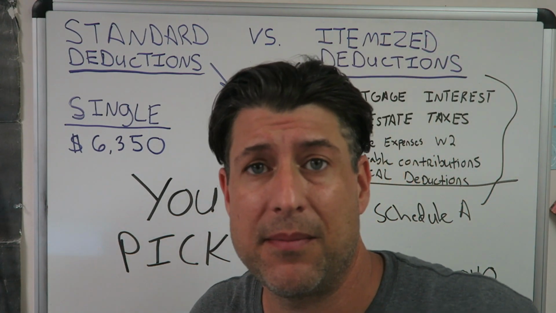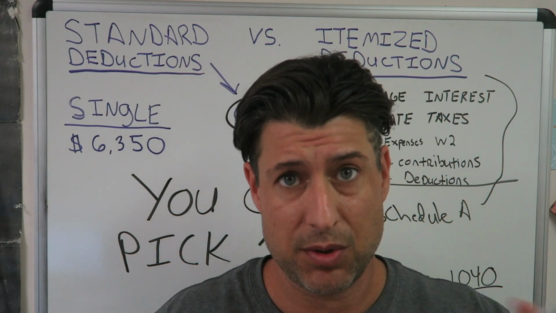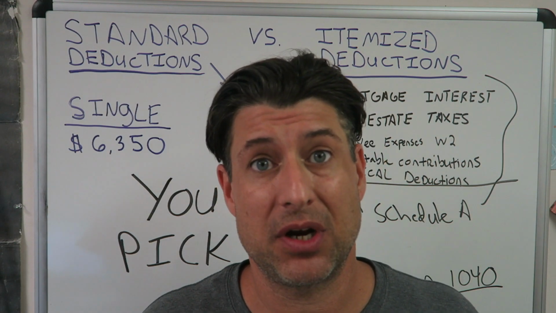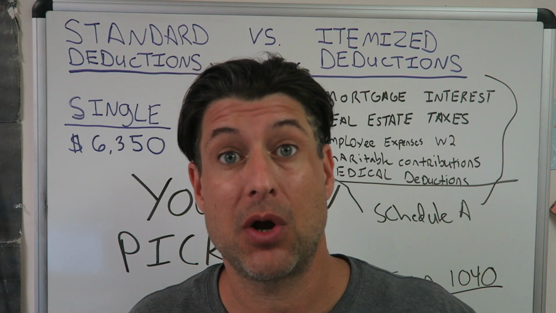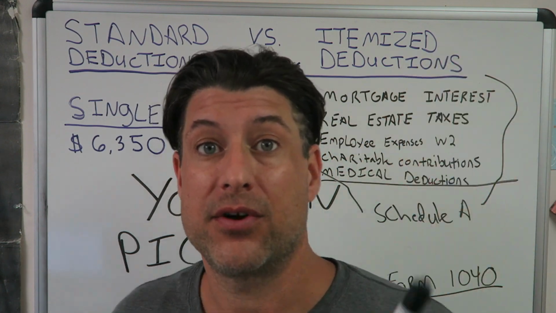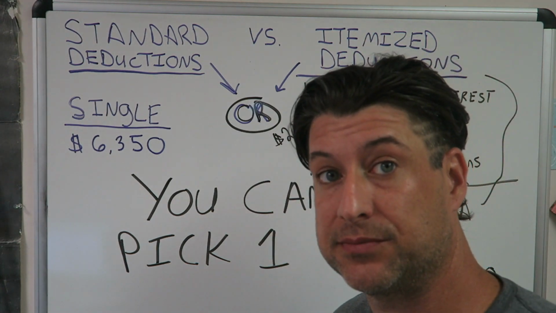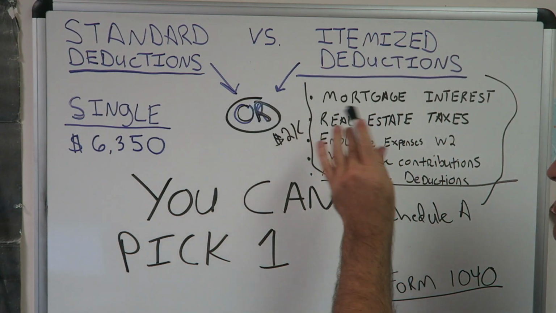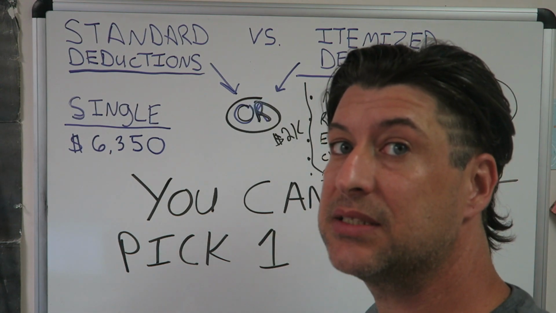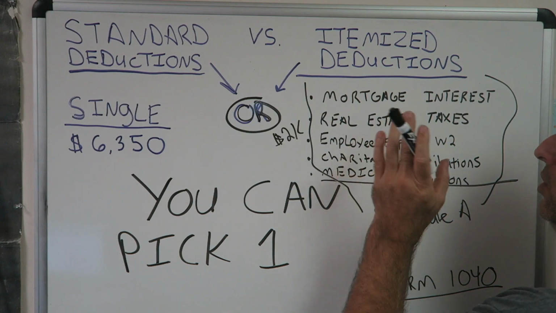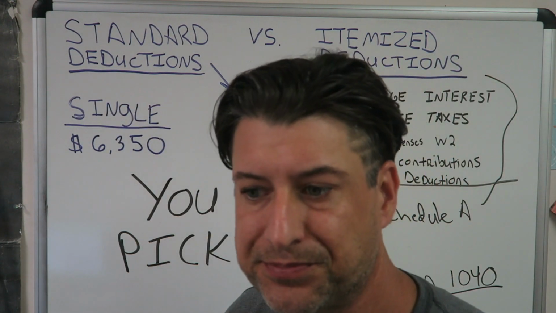I guess that's the main point I wanted to make in this: you get one or the other. You don't get both. This is definitely long enough. Hopefully I can cut this down a little bit. You either get a standard deduction or an itemized deduction. These are some of the itemized deductions on Schedule A. You're probably not going to itemize unless you own a house. If you don't own a house, you're probably going to take the standard deduction.